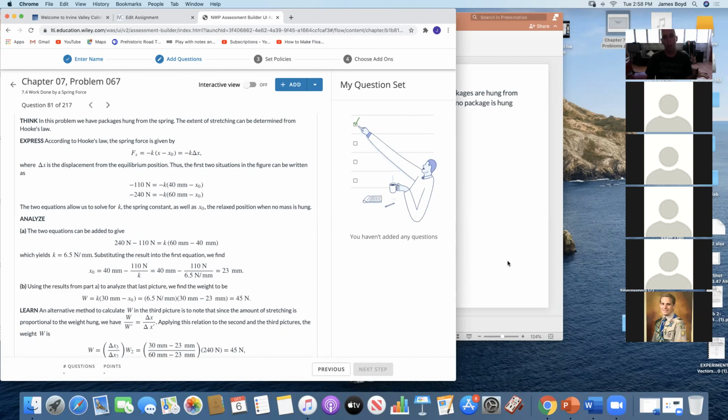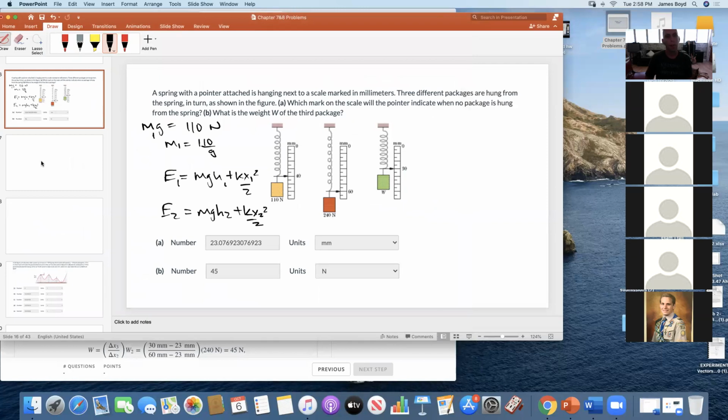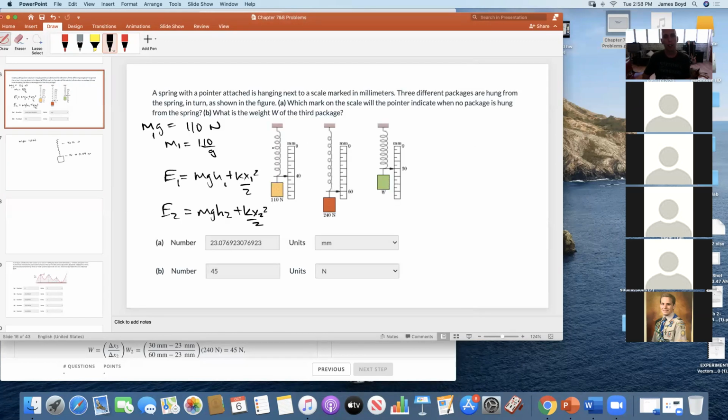Okay, I know what I did wrong. So for the first one, we're going to assume that mg is 110 newtons. And this block is initially at some x naught, and then it's at x final, where x final is equal to 40 millimeters, which is 0.04 meters. We don't know what the x initial is. We're assuming it's 0, but we're actually going to figure out, well, it is 0 though.